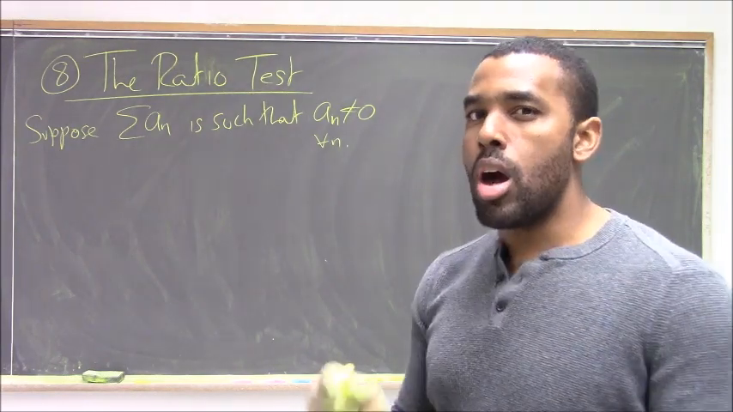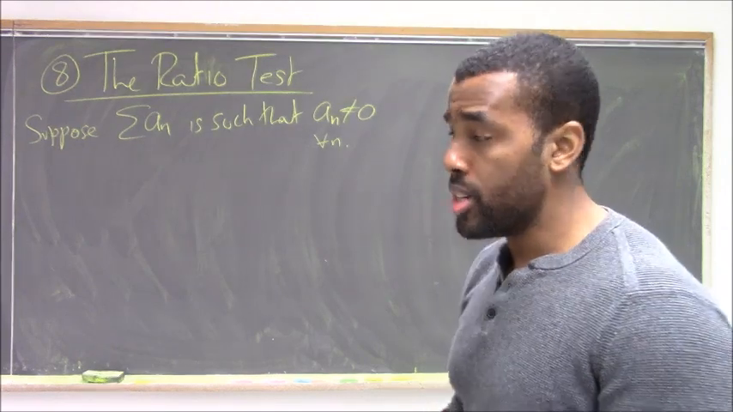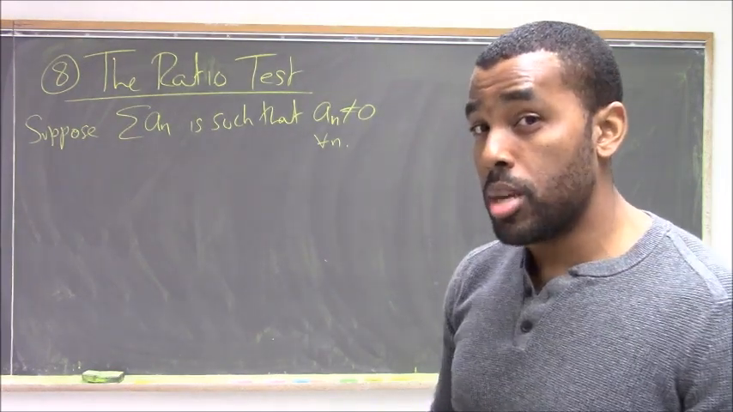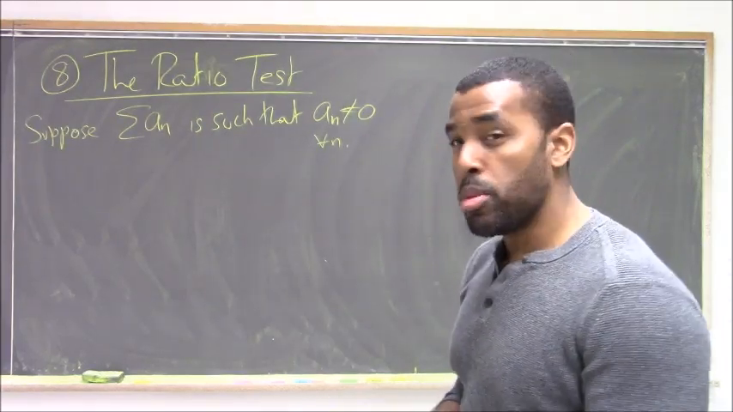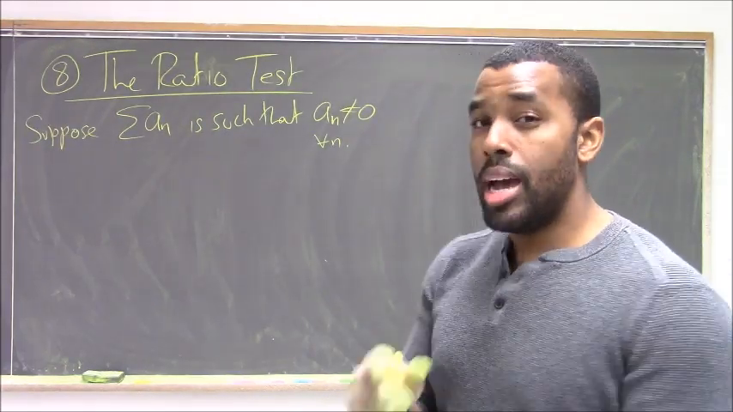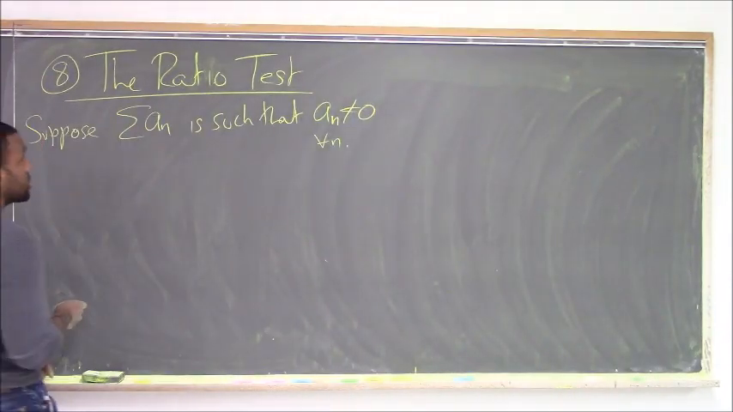But pretty much the only hard and fast rule is that you don't want any of the terms to hit 0 at any point. It's okay if some of them are positive and some are negative. It's even okay if it's alternating. That's not going to be a problem, but you don't want any to hit 0, and you're going to see why that's important.